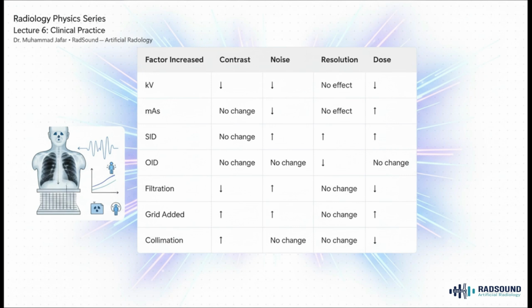Let's just follow a couple of these. Look at the KV row. You increase it, your contrast goes down and your dose goes down. That's a classic trade-off. Now look at adding a grid. It makes your contrast way better, which is awesome. But to get enough signal through that grid, you have to crank up your technique, which means the patient dose goes up. You see, every single choice has a consequence.